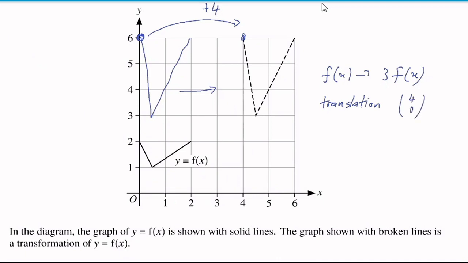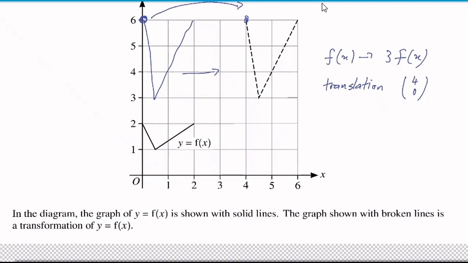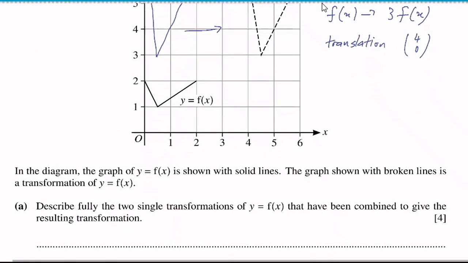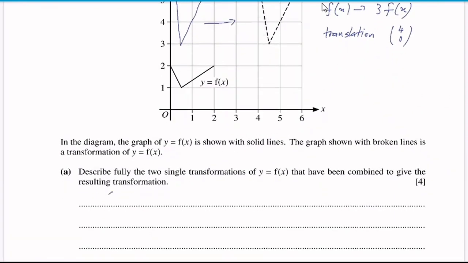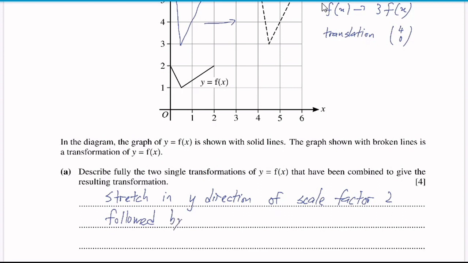Okay, so this is one of the possible steps that is being performed. So you could say, the first step is stretch in y direction of scale factor 3. Then you can use the word followed by, which is translation of (4, 0).